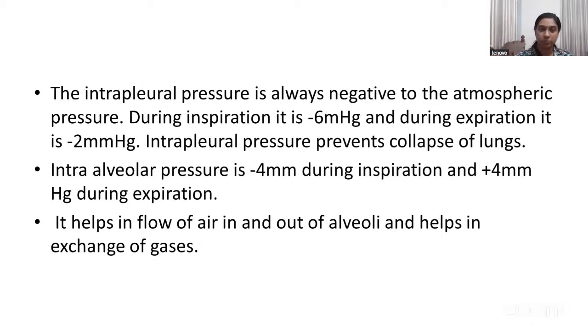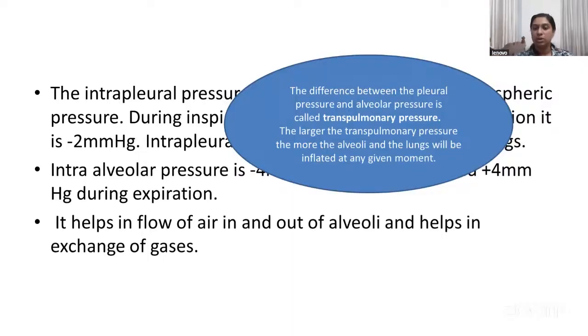and helps in the exchange of gases. Okay, so what is called transpulmonary pressure? The difference between the pleural pressure and the alveolar pressure is called transpulmonary pressure. And the larger the transpulmonary pressure, the more the alveoli and the lungs will be inflated at any given moment. Okay. So transpulmonary pressure should be maintained in order to keep the alveoli as well as the lung inflated.